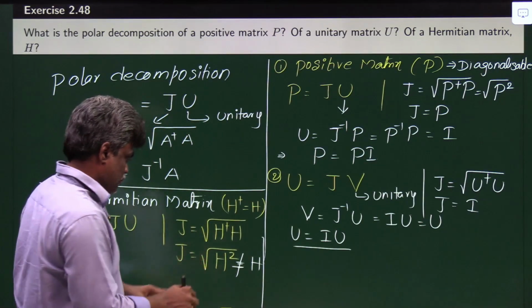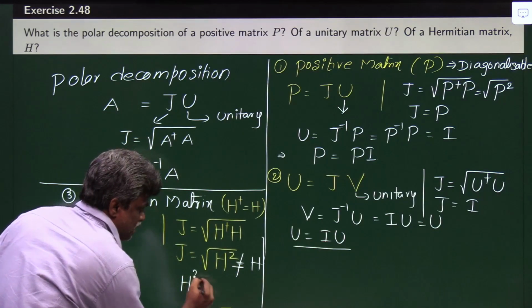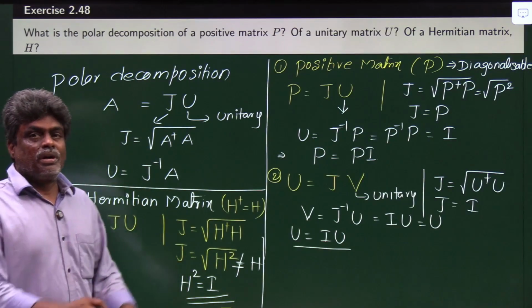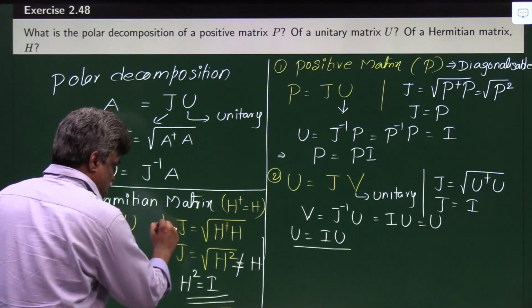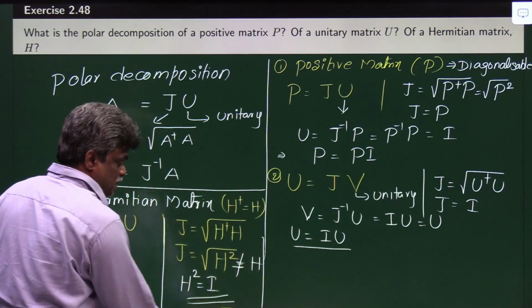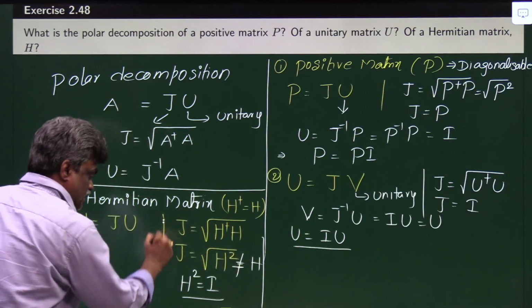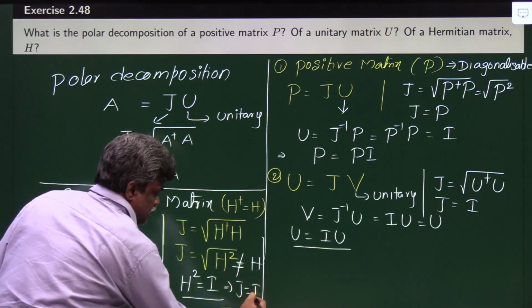Okay, H square equal to I. So I hope everybody knows what H square is. H square equal to I. So under root I, again it is I. So in this case, our J is not equal to H. Be careful. Our J is not equal to H. Our J equal to I. So that implies our J equal to I.